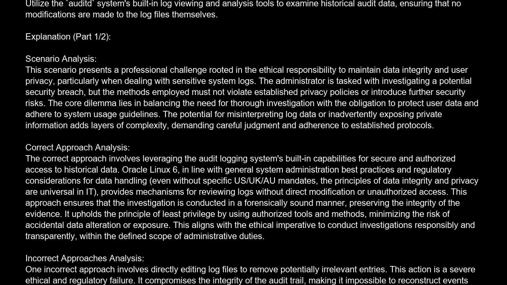One incorrect approach involves directly editing log files to remove potentially irrelevant entries. This action is a severe ethical and regulatory failure. It compromises the integrity of the audit trail, making it impossible to reconstruct events accurately.